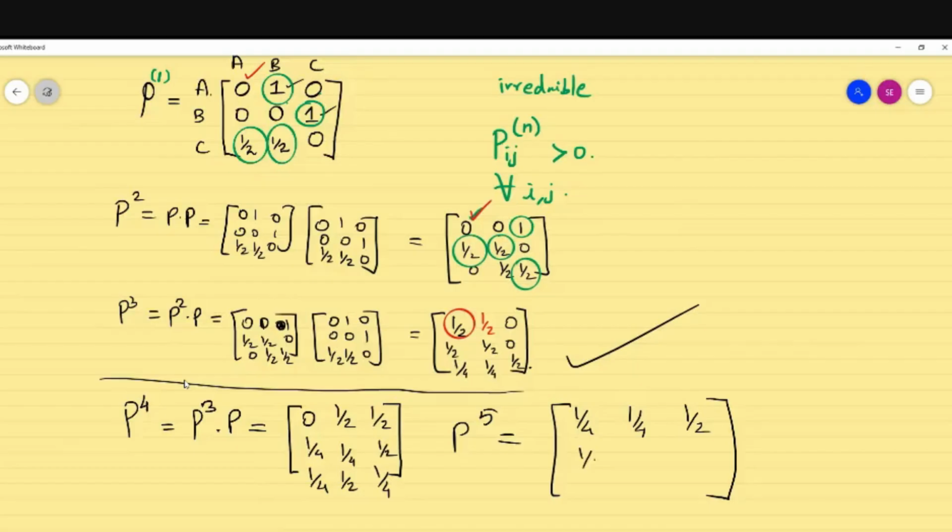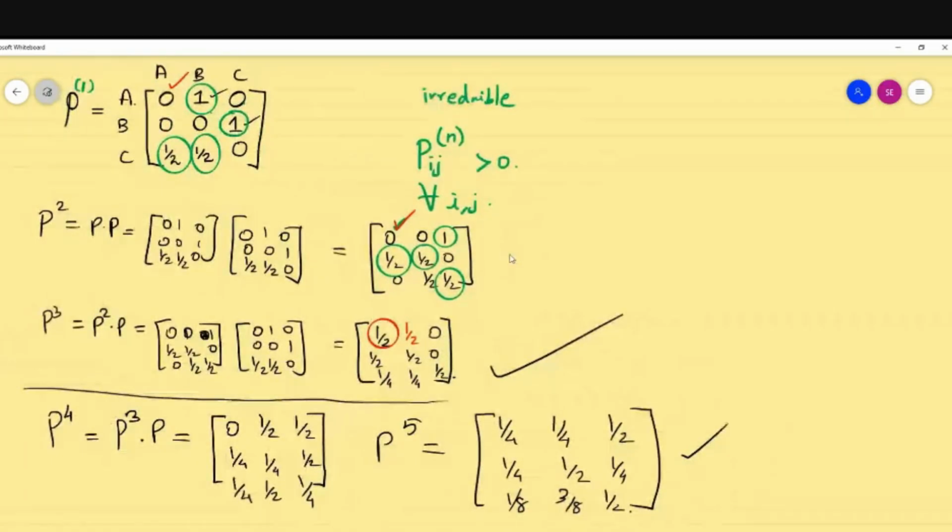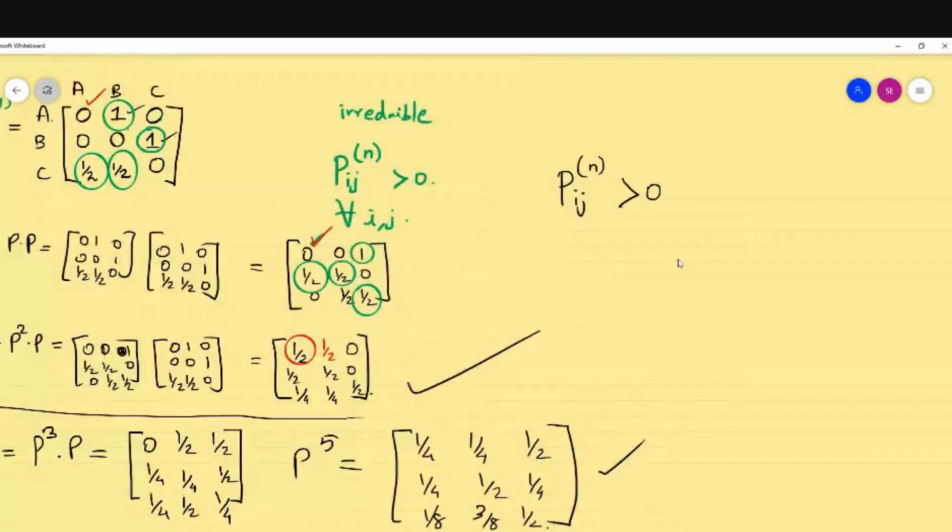All the elements should be non-zero. That's it, students. You see, now all the elements are non-zero. Now let us go to the discussion of the problem. From this calculation, we say that all the elements are non-zero, right?